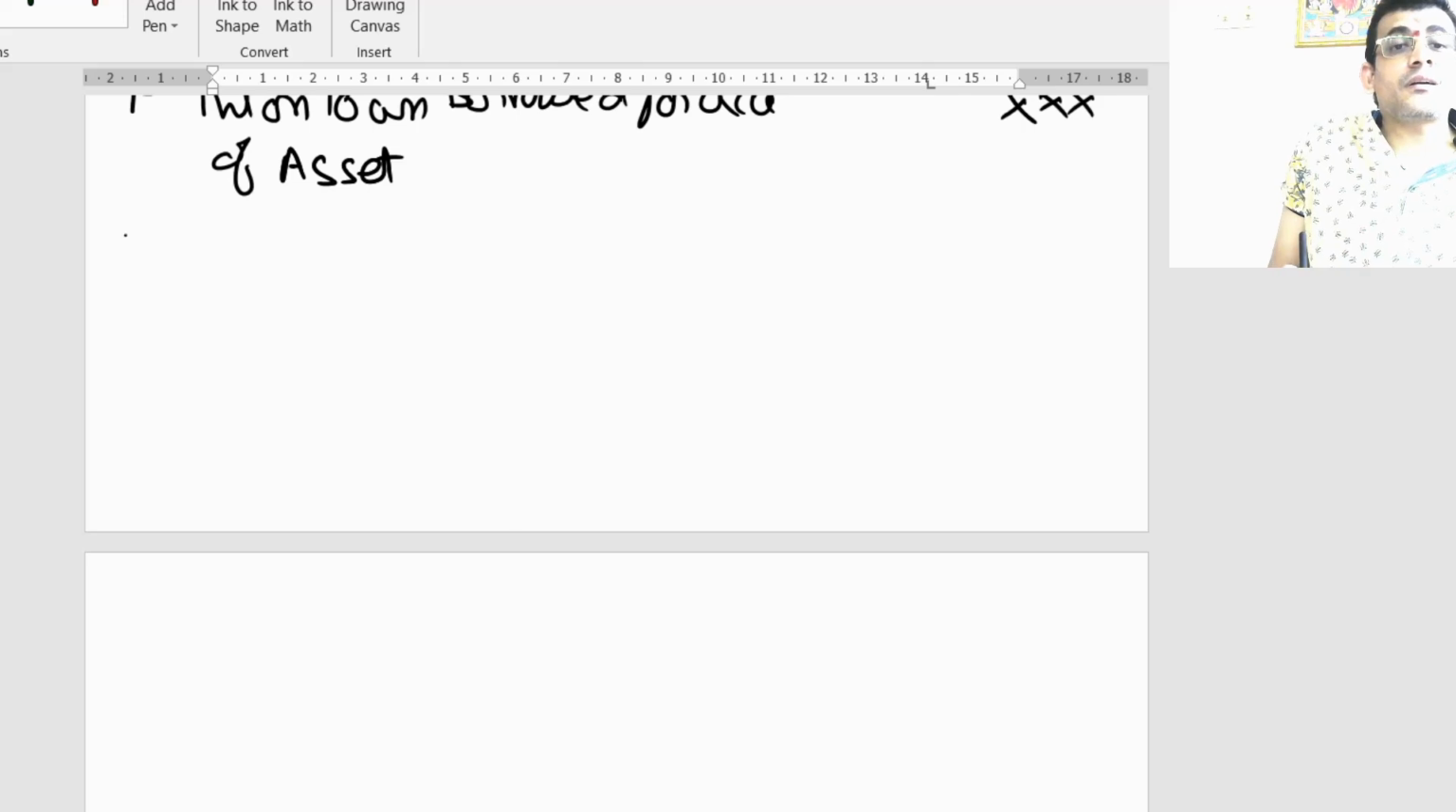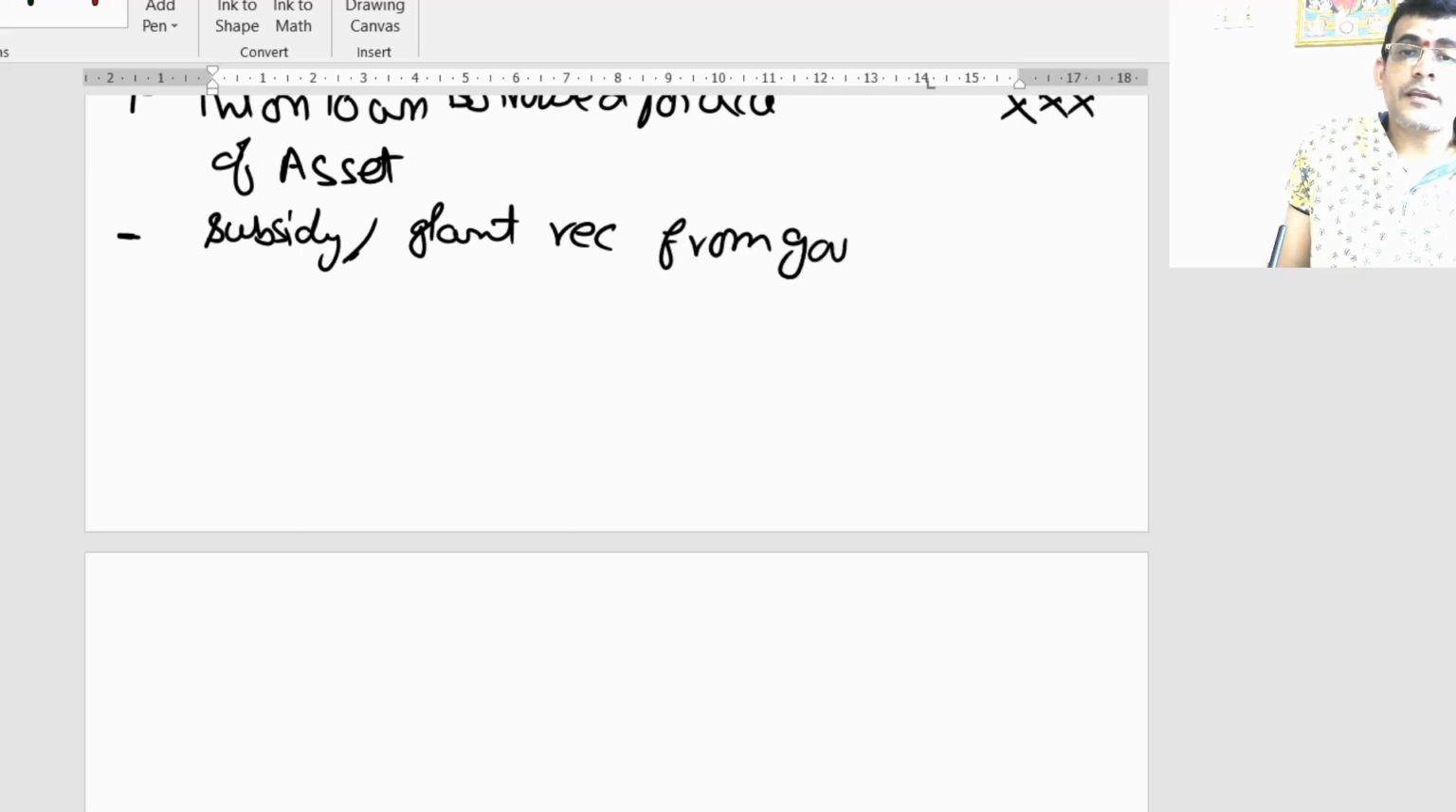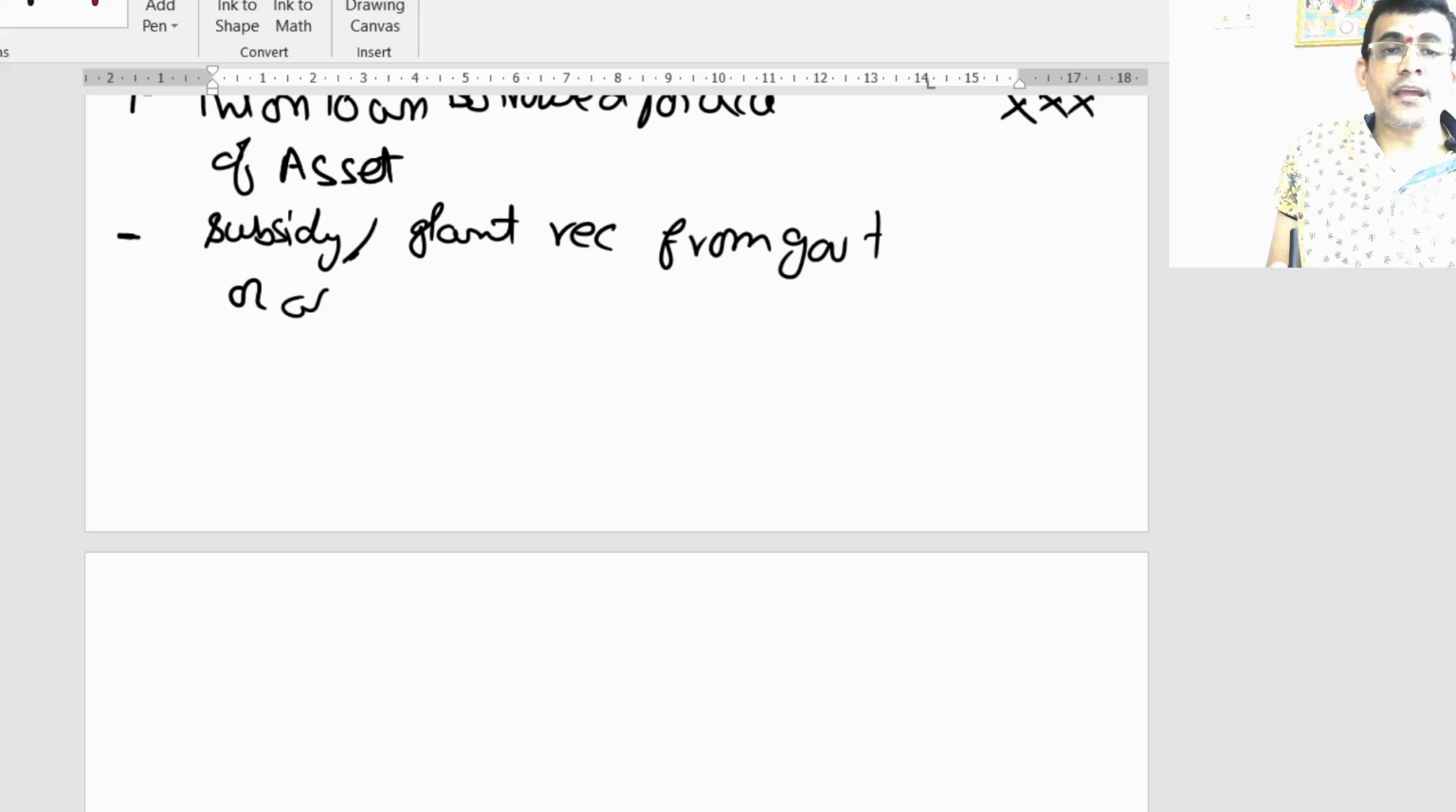Then what are the deductions? Let us see. I need to reduce any sort of subsidy, any sort of subsidy or grant received from the government or any authority.